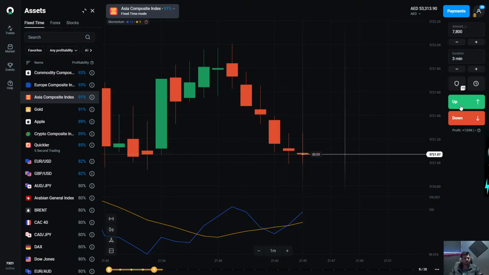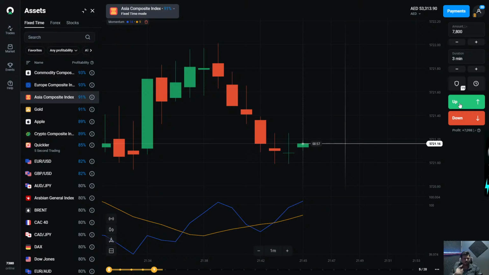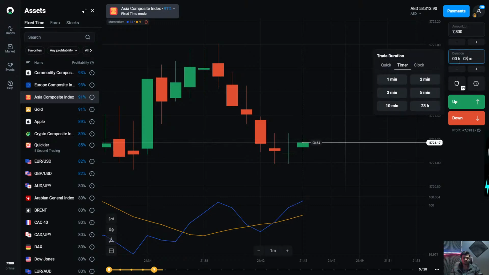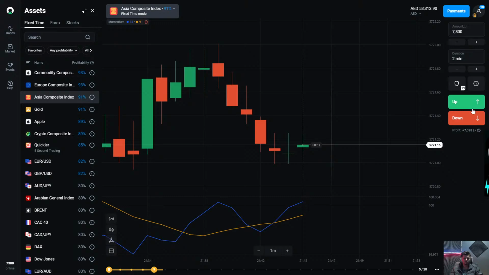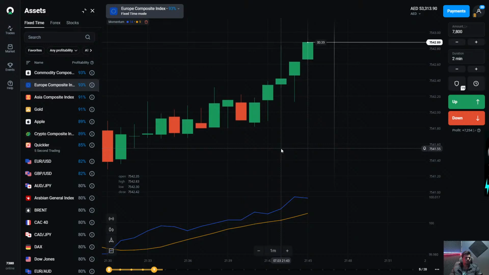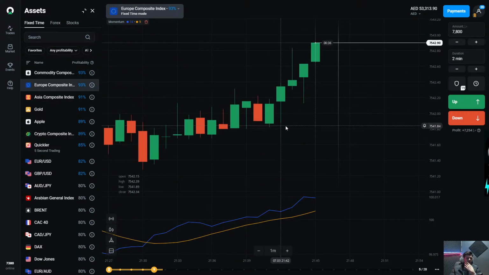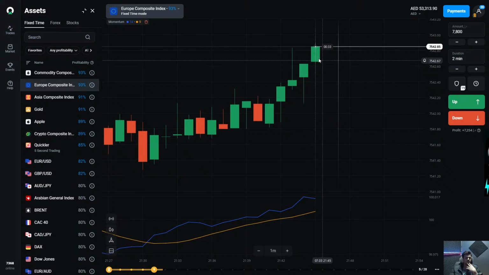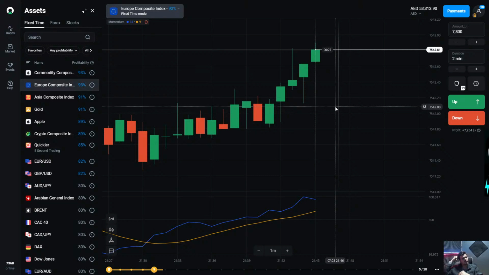11, 10, 9, 8, 7, 6, 5. Here it can go back again to the downward. The Europe Composite Index is still moving in the upward direction. 1, 2, 3, 4, 5 minutes. What do you think? In the next 2 minutes, will it go to the upward direction or to the downward direction?